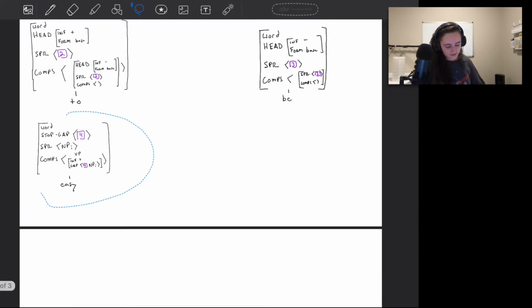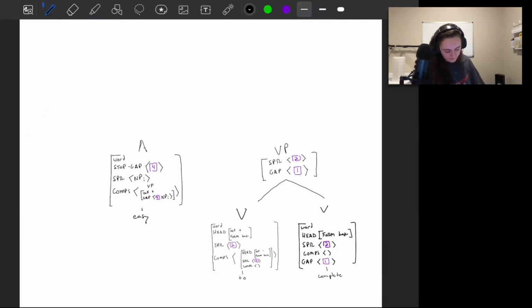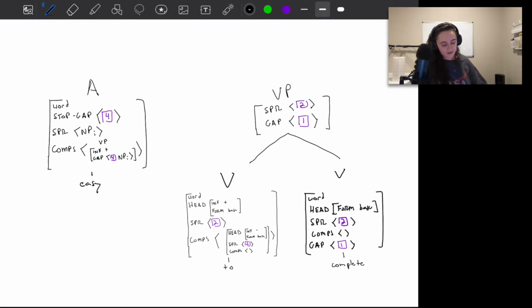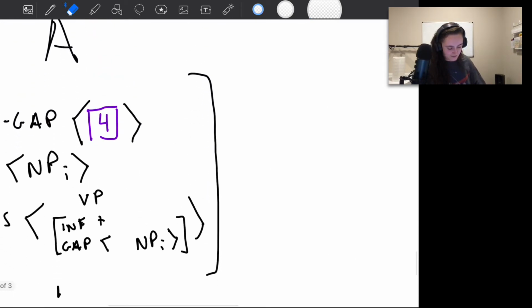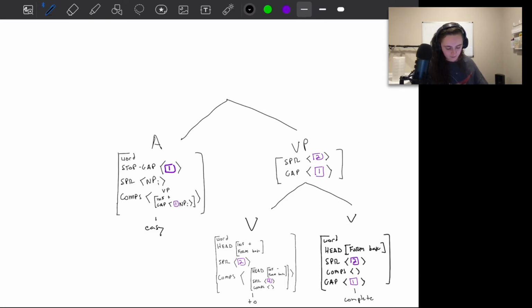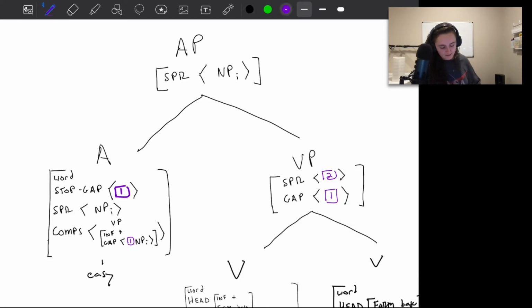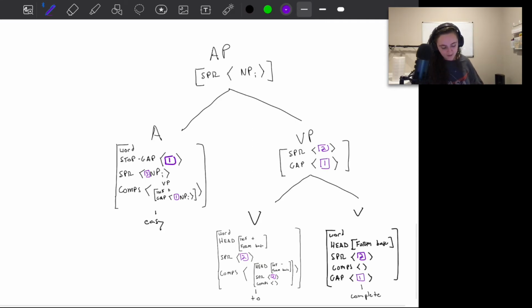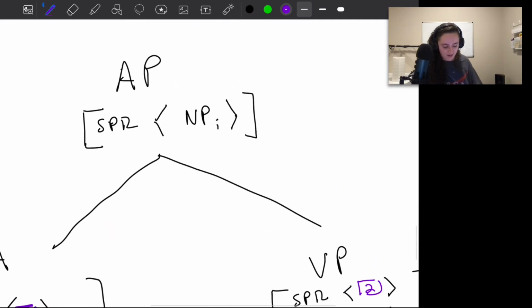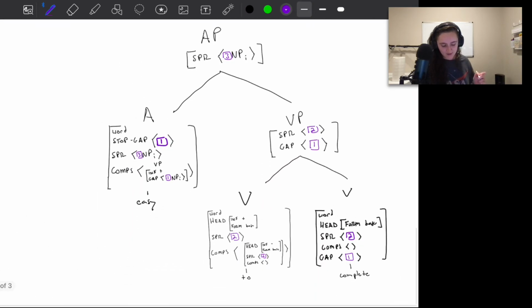So our next word is easy, which is an adjective. And on our word structure for easy, we see that the stopgap is identified with the gap of its complement. So actually, I need to correct these tags so that they match. So I'll put 1 here now that we have combined them in the tree. And we're using the head complement rule to make an adjective phrase. And the specifier of this adjective phrase is the specifier of the adjective, which is co-indexed with the gap, but it is not identified with the gap. So we have a new tag now to pass that up to the adjective phrase node.